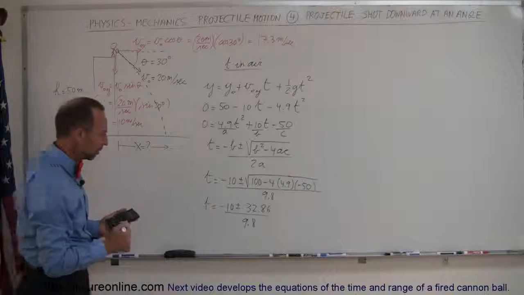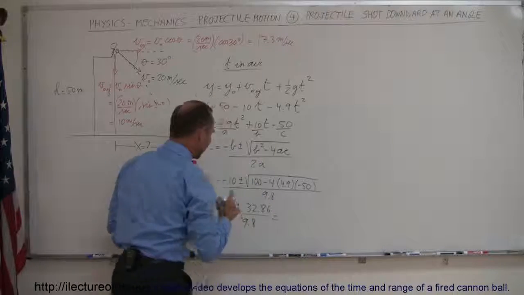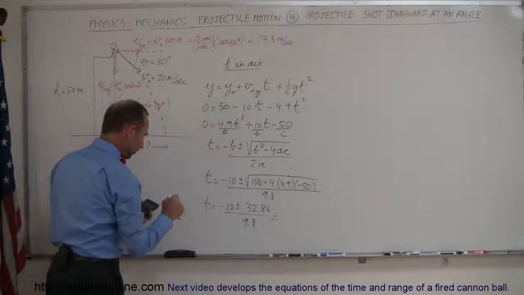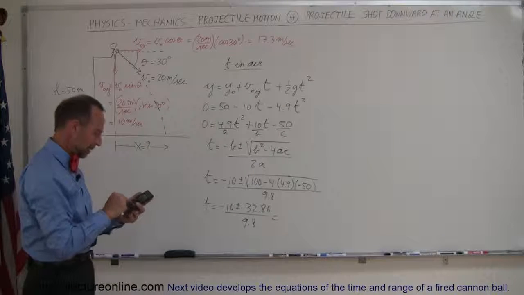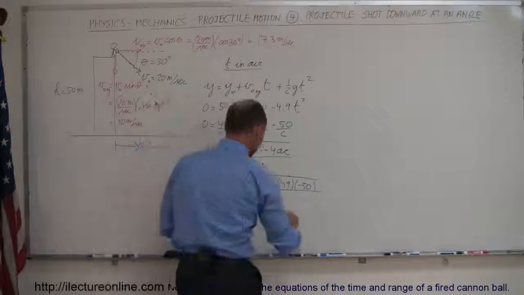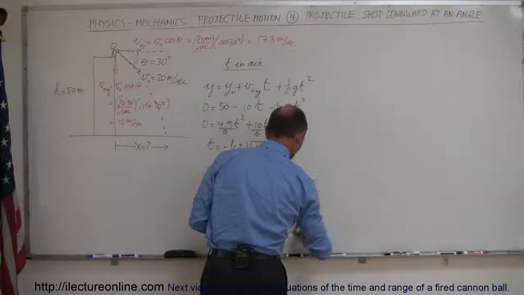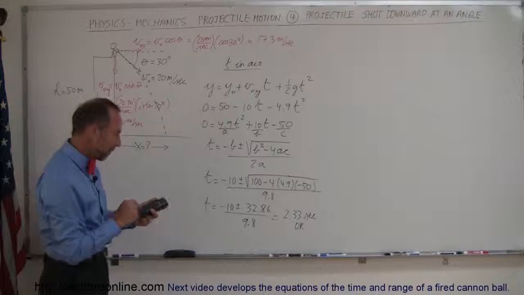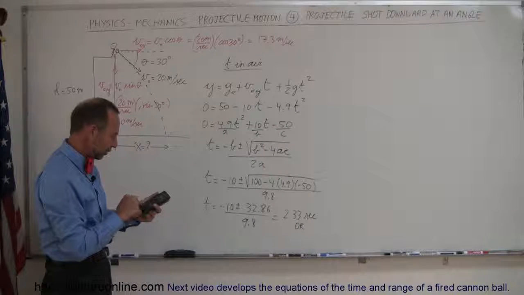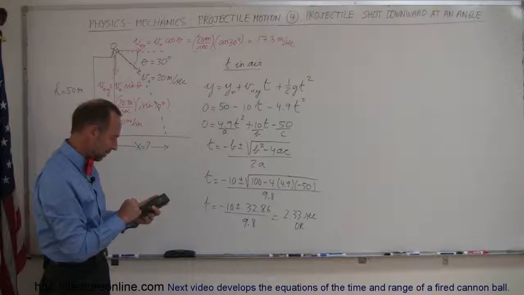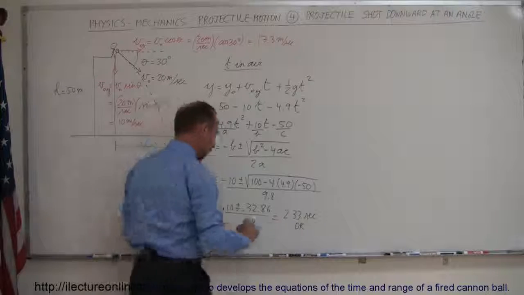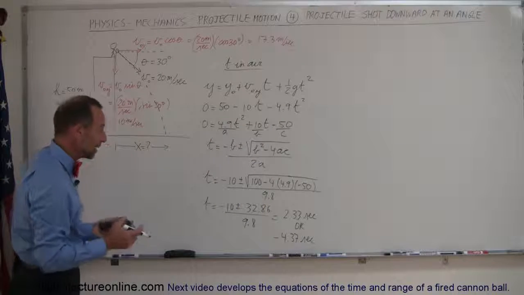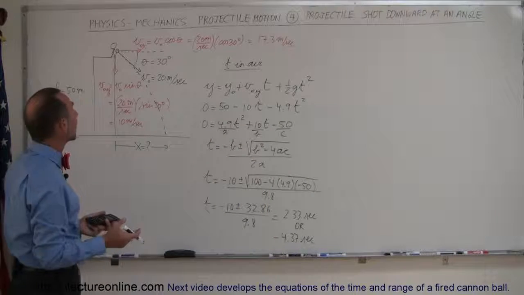That's where the minus comes from. So now when we plug these numbers in, using the positive value here first and divide that by 9.8, we get an answer of 2.33 seconds. Or, if we use the negative possibility, we get minus 10 minus 32.86. That's 42.86 divided by 9.8. So we get a minus 4.37. So you may say, well, that doesn't make a lot of sense. How can you have a negative answer in time?